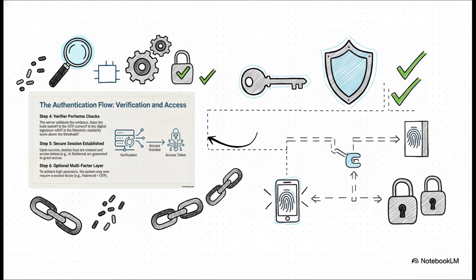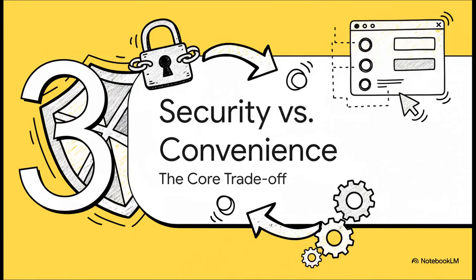This is often in the form of something called an access token, which is kind of like a temporary digital keycard for that website. And for those really high security sites, it might just ask you for one more thing in step 6. Okay, so we know how it works, but this brings us right to the heart of the matter, the core dilemma in all of digital security, really. And that's this constant tug of war between making things totally secure and, well, making them easy to actually use.